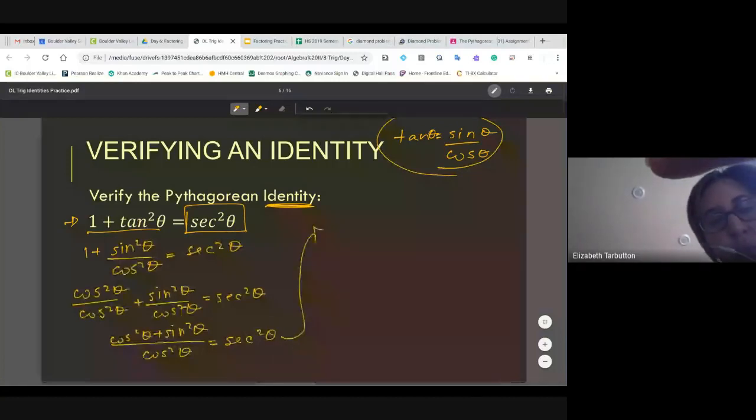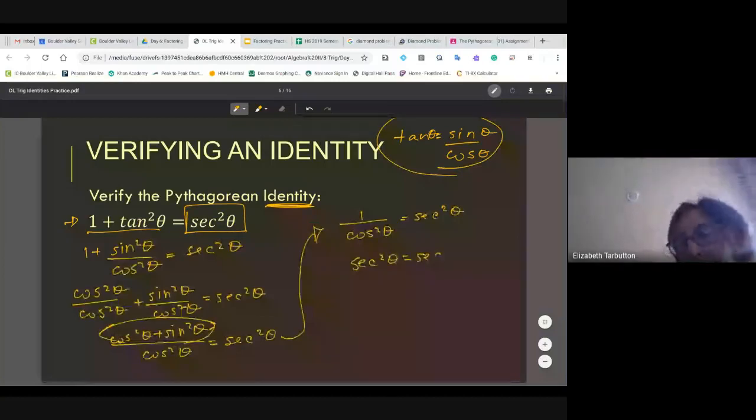And I know from yesterday that cosine squared theta plus sine squared theta is equal to 1. So I can substitute 1 in there. And I know from my notes yesterday that 1 over cosine squared theta is secant squared theta. So I can substitute in secant squared theta, and I have proven that identity.